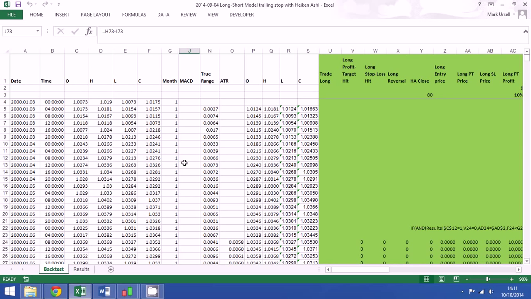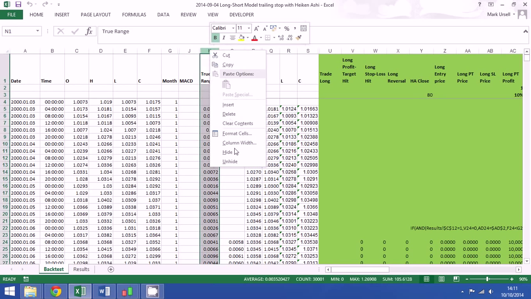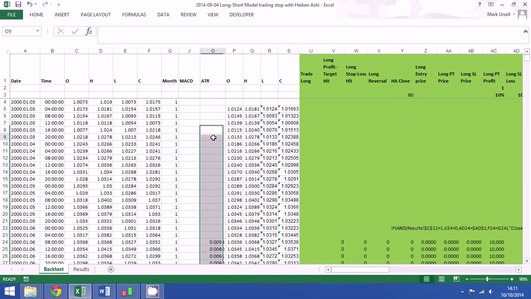Okay, so the spreadsheet is really pretty simple. I put in the MACD here. We're just using two exponential moving averages. I've got the ATR here next to it, and I've got the open, high, low, close data for the Heikin Ashi candles.